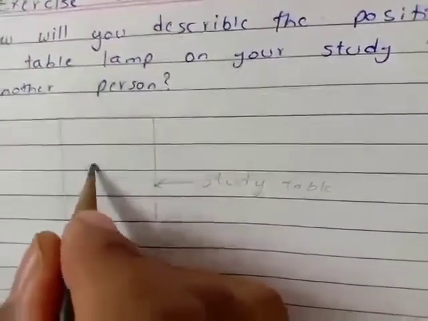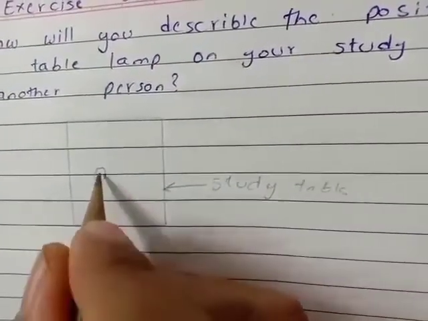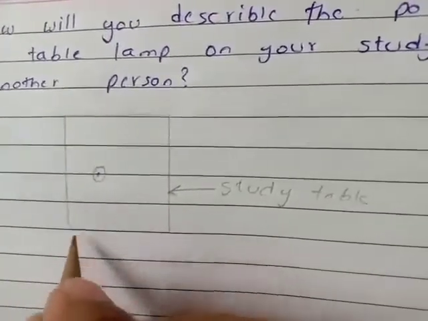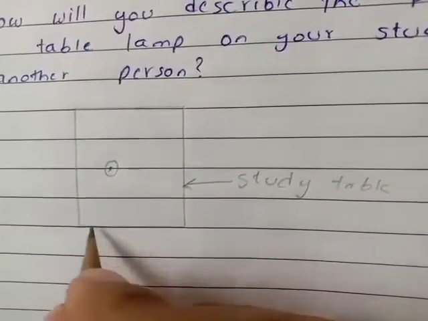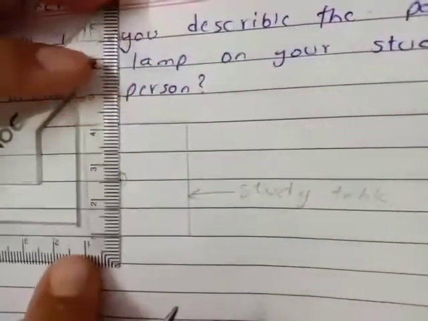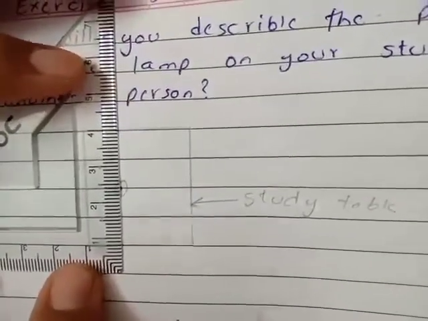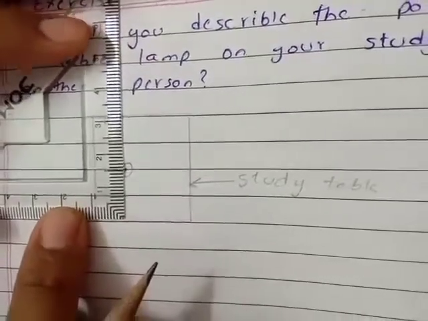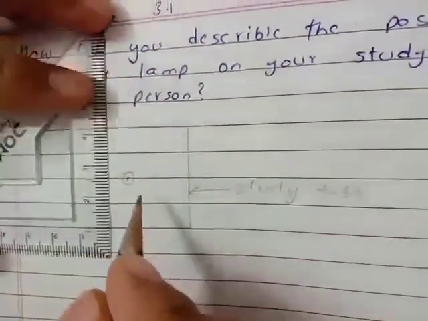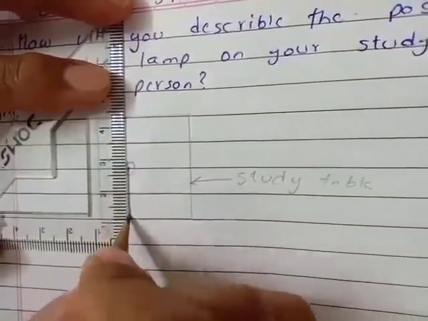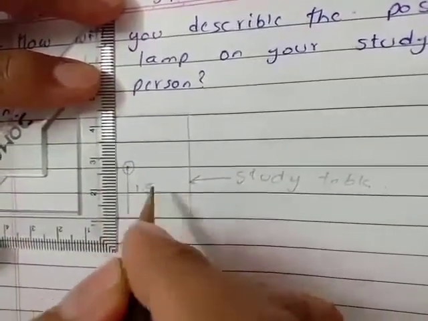And this is your table lamp. Now how will you tell any other person the distance of the table lamp? You will measure from this side of the table. How much is it? Let's measure. It is 1.5 centimeters. Okay, this distance is 1.5 centimeters.